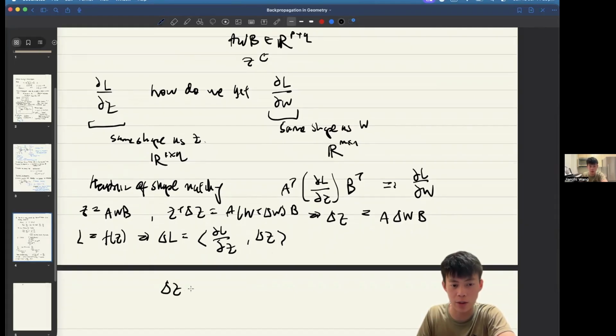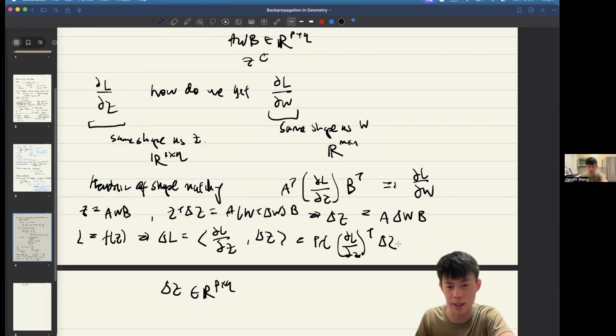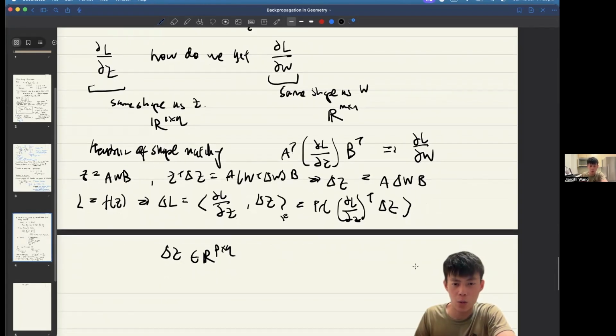The reason is because delta Z has the same shape as Z, so R^(P by Q). The Jacobian, no matter what it is, needs to output a scalar at the end, right? Loss is a scalar. So there is going to be some inner product going on. And in this case, it is just the element-wise product. So we can write this as the trace of partial L partial Z transpose delta Z. In Euclidean space, this is the Frobenius inner product, which is just the multiplication of the elements, then you sum them together.